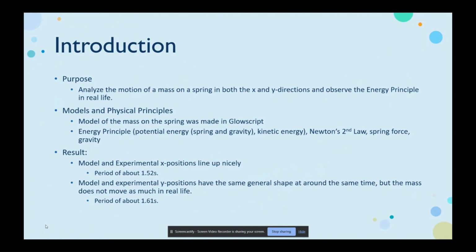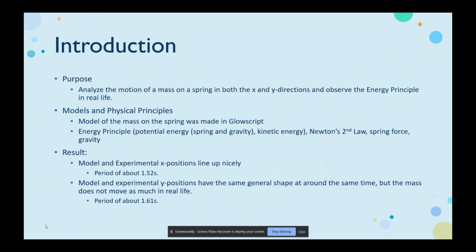The prevalent physical principles evident in this lab are the energy principle, specifically potential energy, spring and gravity, kinetic energy, Newton's second law, the spring force, and gravity. The main results of this lab were that the model and experimental x position versus time graphs line up nicely, and the estimated period was about 1.52 seconds when we used the motion in the x direction to estimate it.